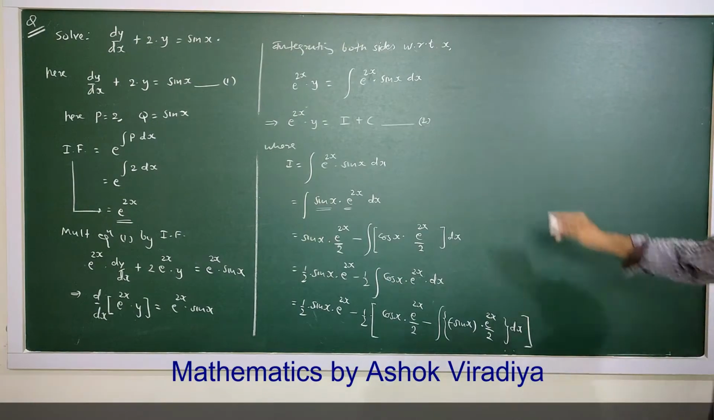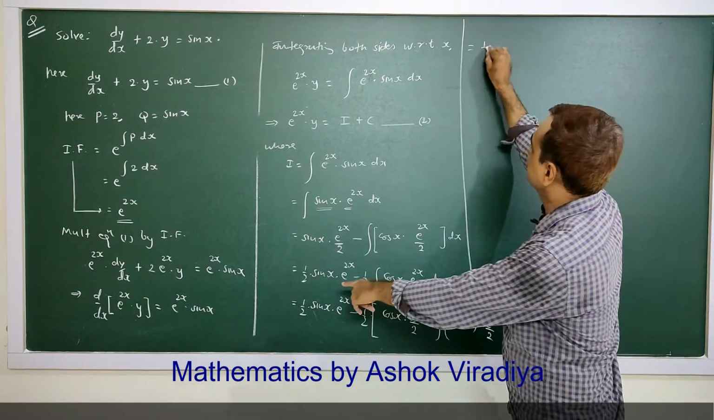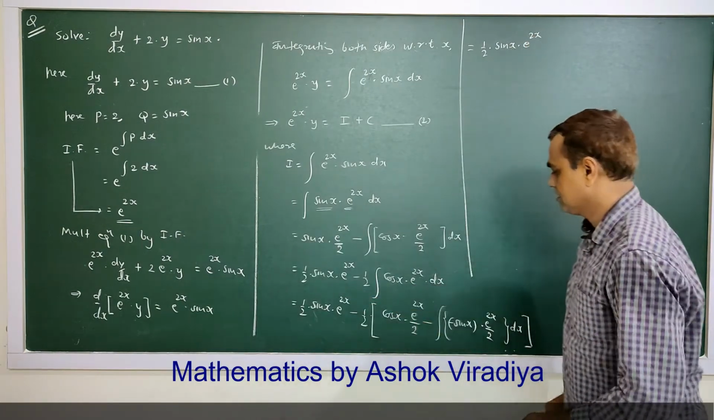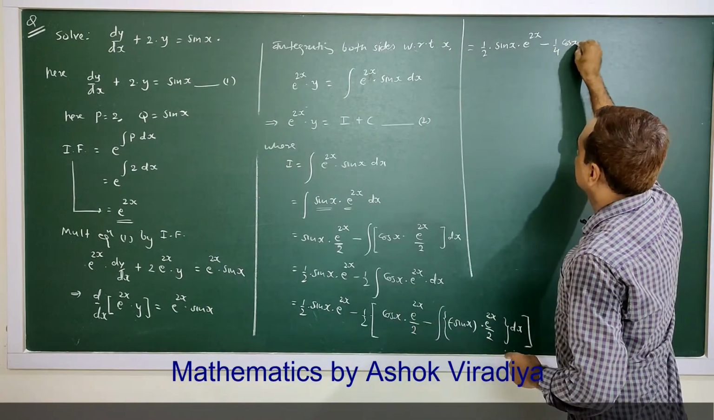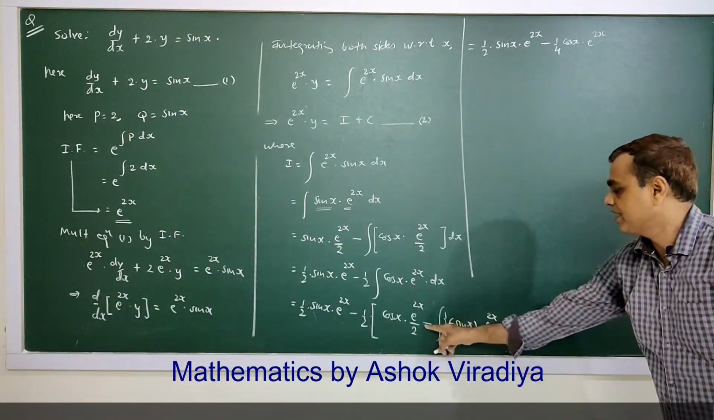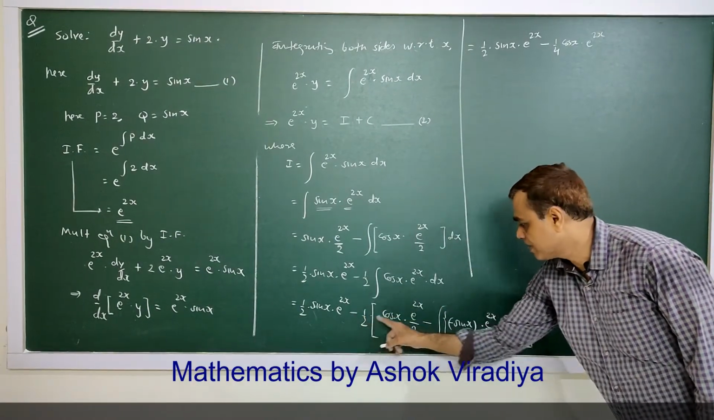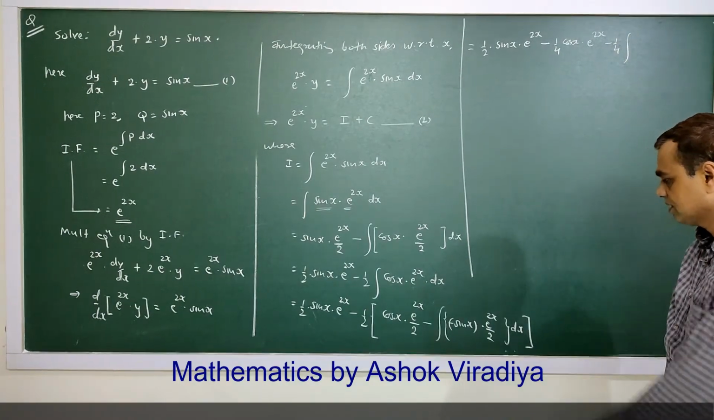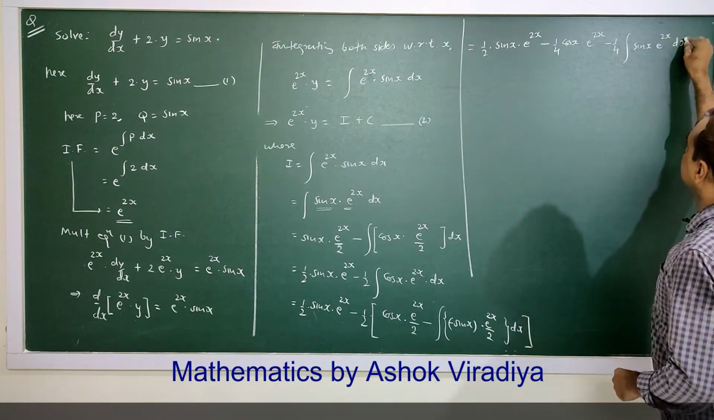So then next is, it is equal to 1 by 2 times sin x into e raised to 2x minus 1 by 2 into 1 by 2 is 1 by 4 cos x into e raised to 2x, then minus minus plus 1 by 2 and outer is minus 1 by 2. So minus 1 by 2 into plus 1 by 2, that is minus 1 by 4 sin x into e raised to 2x dx.